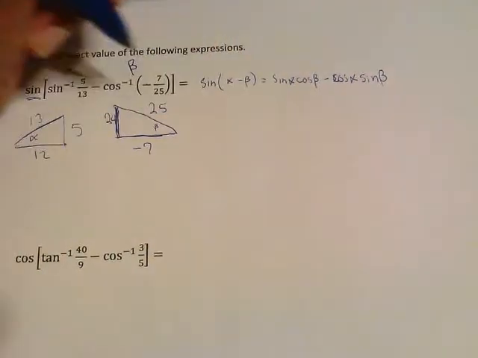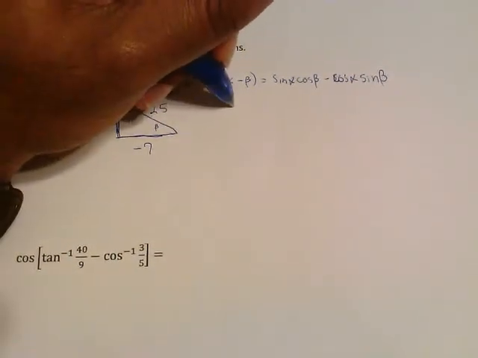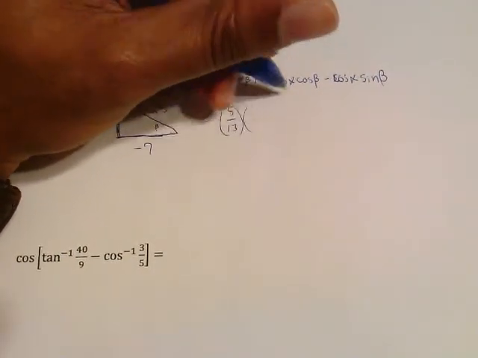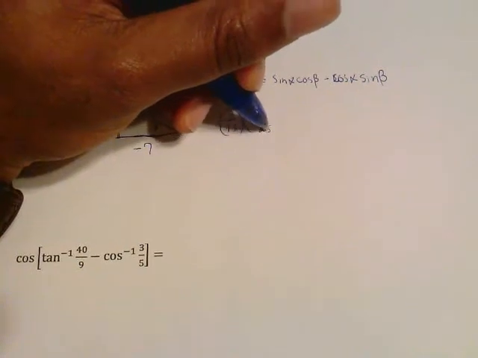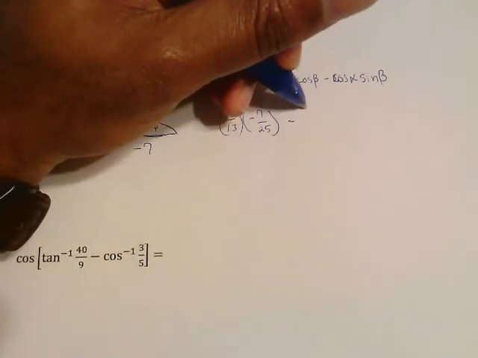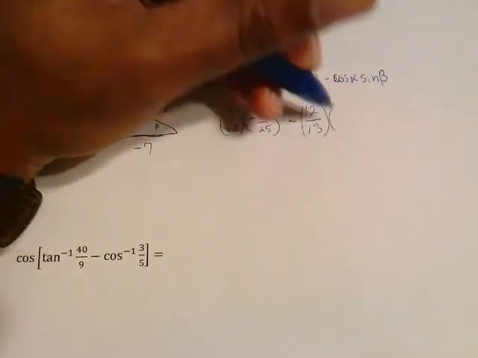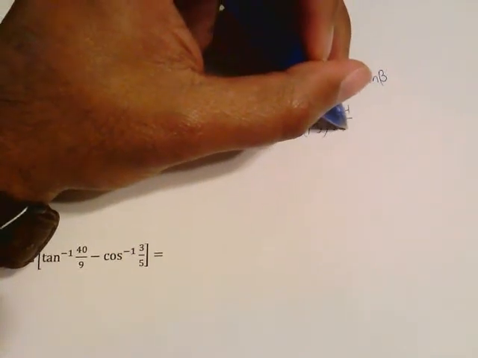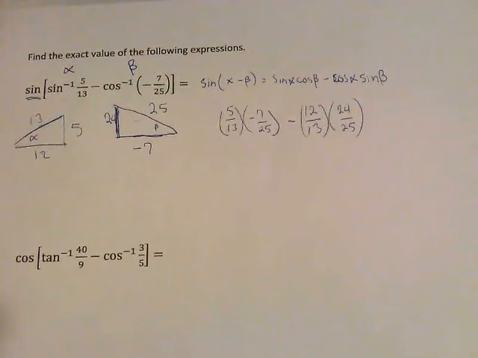Sine of alpha is 5 over 13, so we have 5 over 13 for sine alpha. Cosine of beta is negative 7 over 25. Cosine of alpha is 12 over 13, so minus 12 over 13. And then sine of beta is going to be 24 over 25. And then we simplify these values.